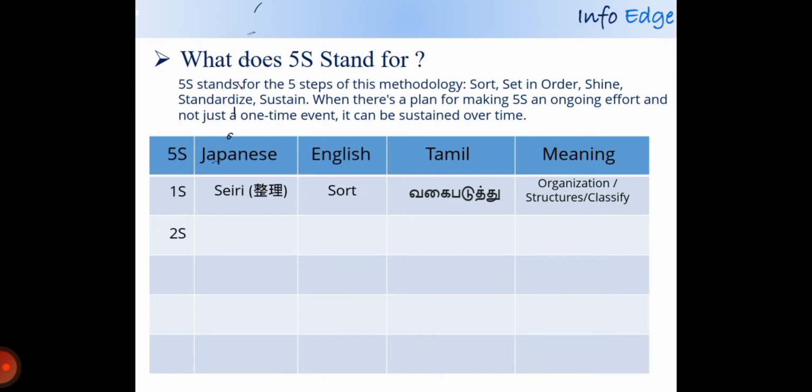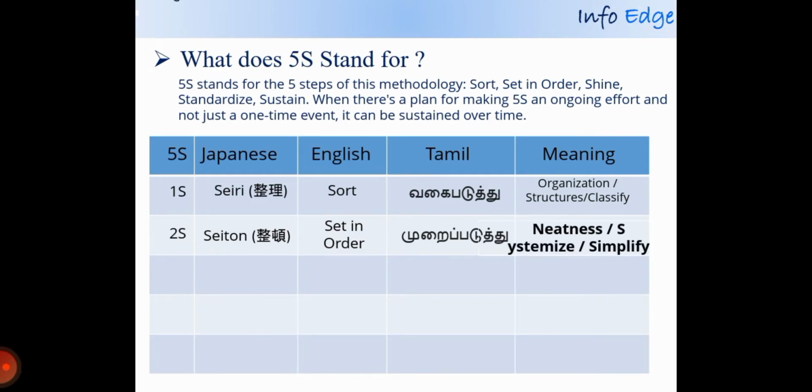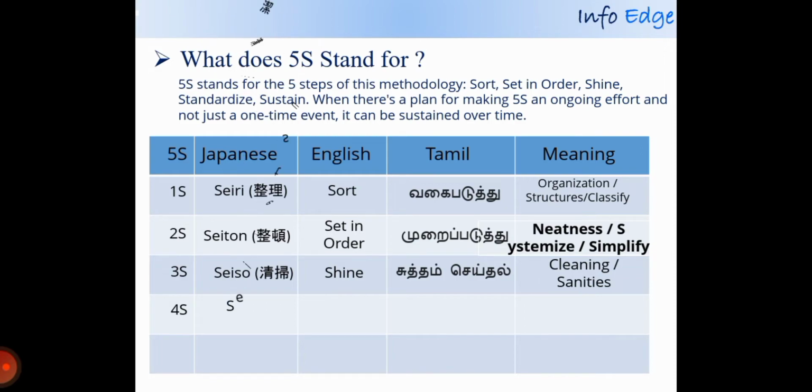The second S is Seiton. In English, we call it set in order. That is, muraipaduthudal. That will make a systematic arrangement in the workplace. The third S is Seiso. Translated in English, it is shining. That is suththam paduthudal. That means we have to clean our workplace on a daily basis or at a defined frequency.